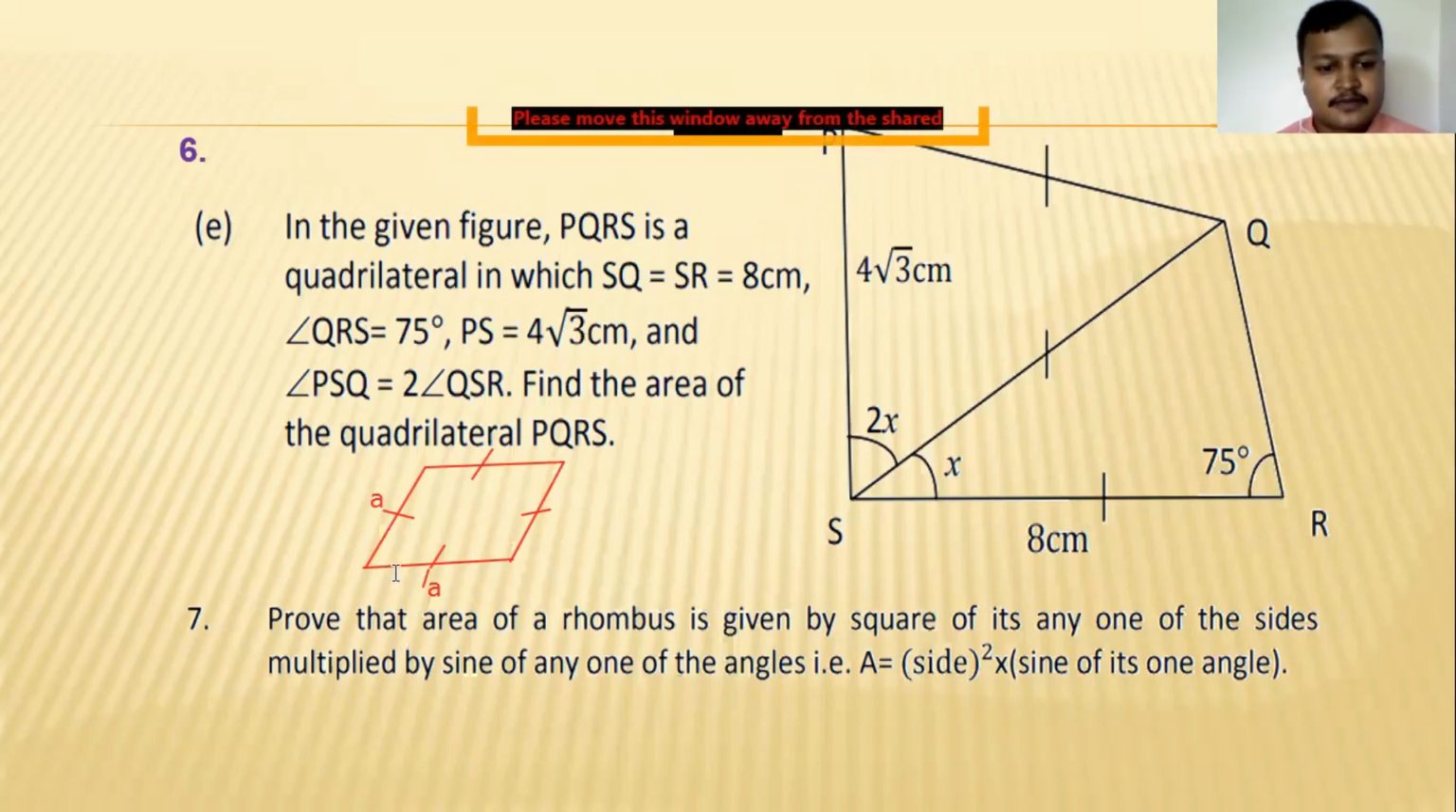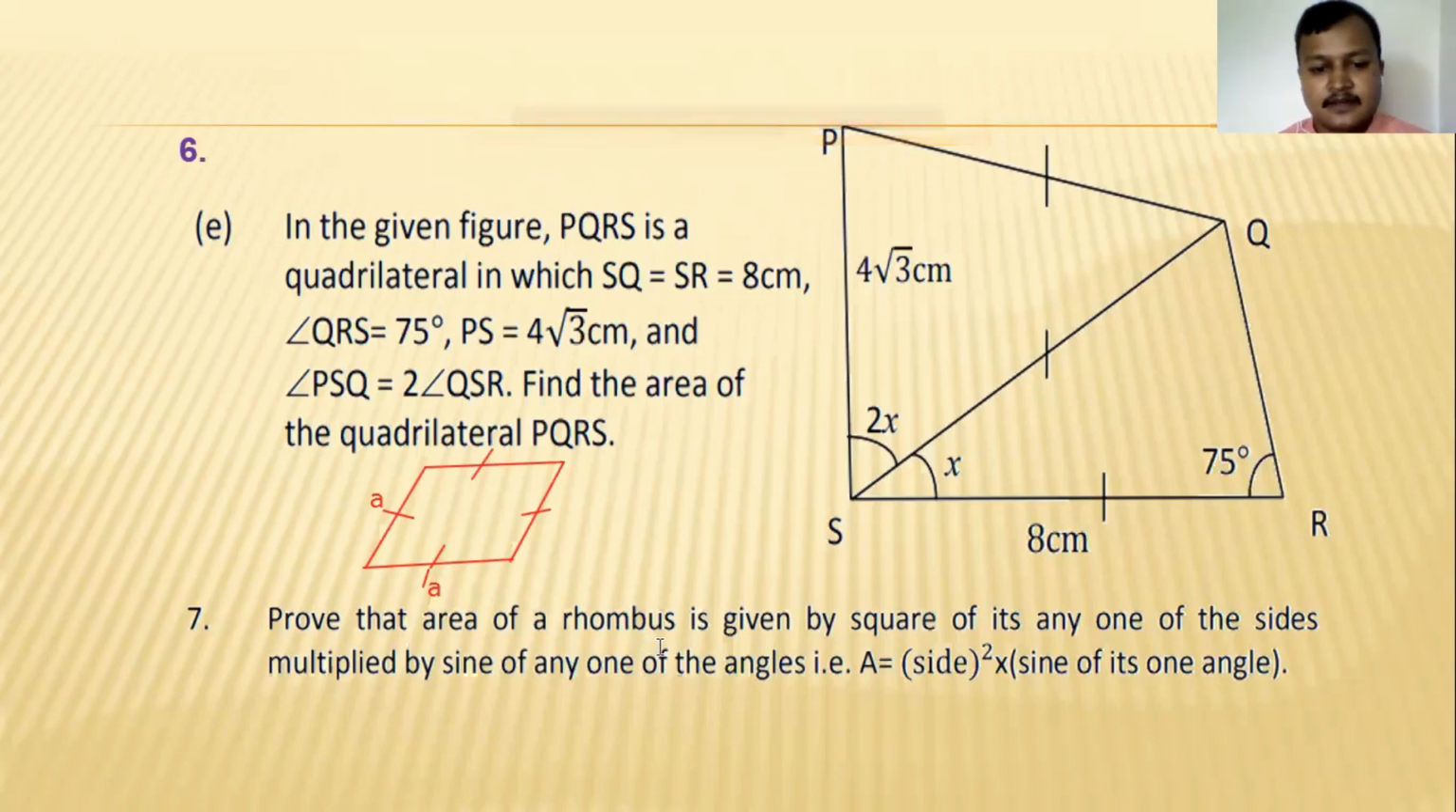The method to find the formula for the area of a parallelogram is given in your book. You may check your book. And if you know the method to find the area of a parallelogram, then in place of two sides, you have to put the same side into side, that would be side square, and sine of its one angle. Easily you can complete this question number 7 also.